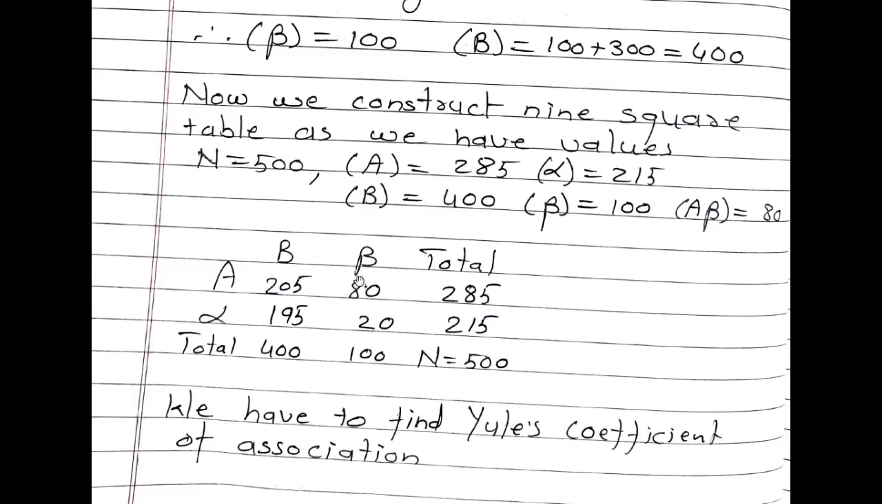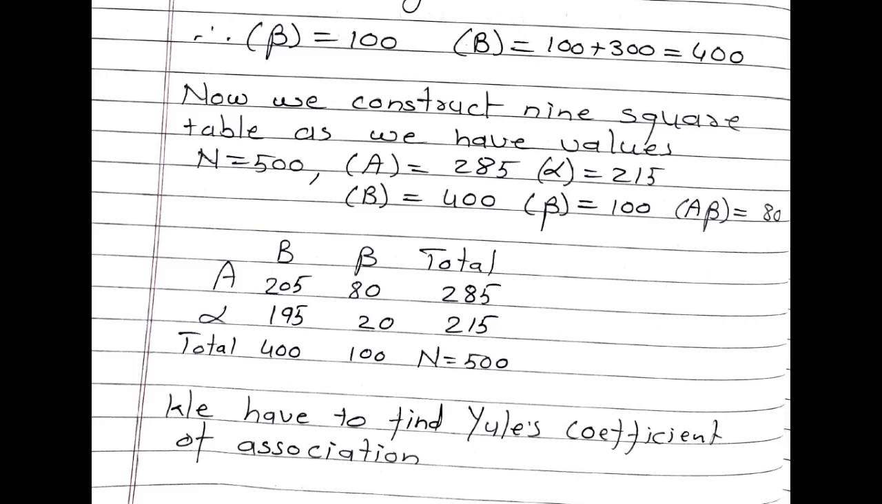So we can find the remaining values as 285 minus 80 will give you 205, which is the frequency of class AB. Now we have one more value, 400 minus 205. The value of alpha B is nothing but 195. 215 minus 195 will give you 20. 100 minus 20 will give you 80. So these are the remaining class frequencies.